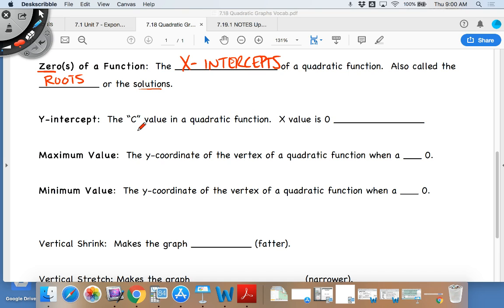The y-intercept is the c value in a quadratic function. So the x value would be 0. So for example, it would be an ordered pair (0, c). So for it to be the y-intercept, the x value has to be 0. The maximum value is the y-coordinate of the vertex of a quadratic function when a is less than 0. The minimum value is the y-coordinate of the vertex when a is greater than 0.